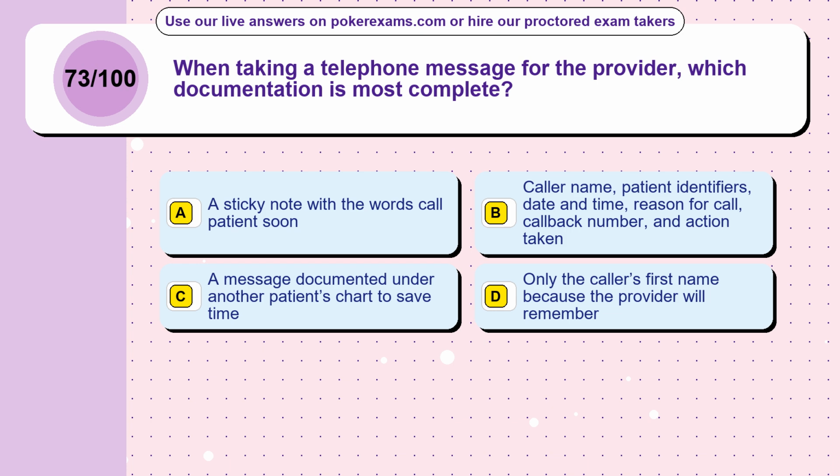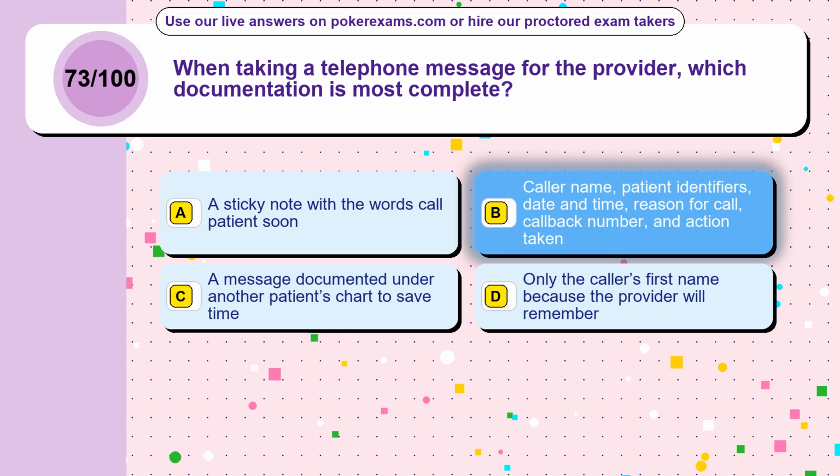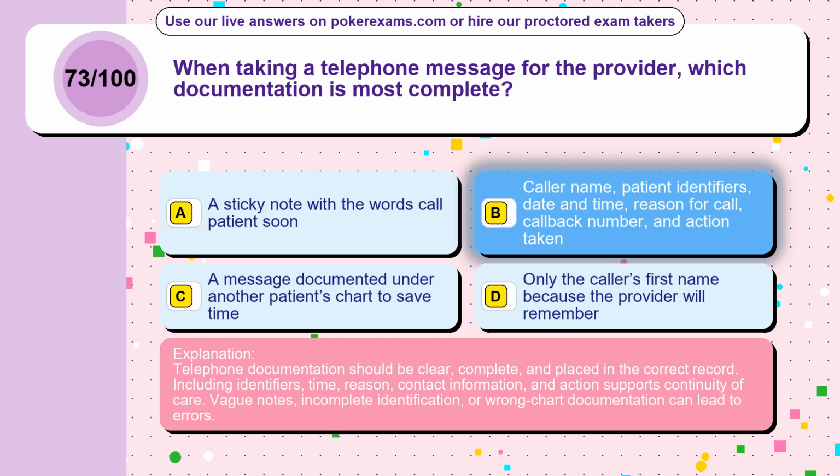Option C. A message documented under another patient's chart to save time. Option D. Only the caller's first name because the provider will remember. The correct answer is option B. Caller name, patient identifiers, date and time, reason for call, callback number, and action taken. Telephone documentation should be clear, complete, and placed in the correct record, including identifiers, time, reason, contact information, and action. It supports continuity of care. Vague notes, incomplete identification, or wrong chart documentation can lead to errors.